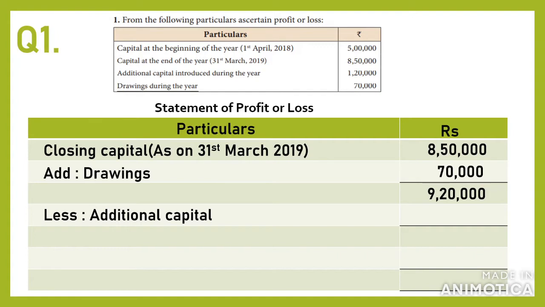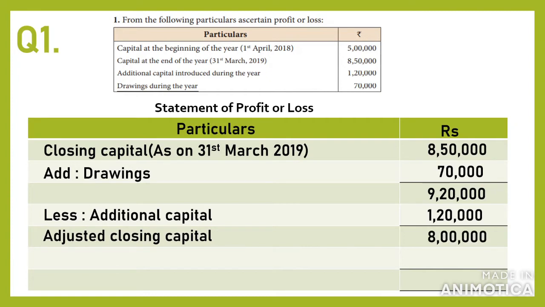Then to this I deduct the additional capital. So what is the additional capital introduced during the year? It is again given in the problem. It is 1,20,000. So 1,20,000 I bring it here, and then I deduct it from 9.2 lakhs. So then I get the adjusted closing capital, which is 8 lakhs. So 8 lakhs is nothing but 9.2 lakhs minus 1.2 lakhs. I hope you're clear up to this.